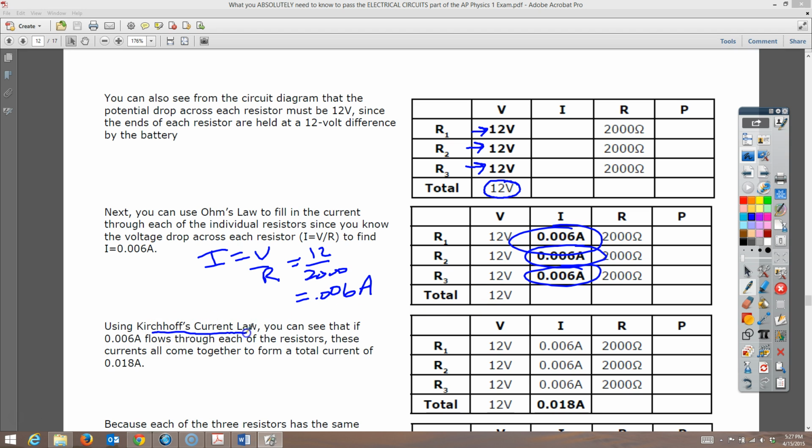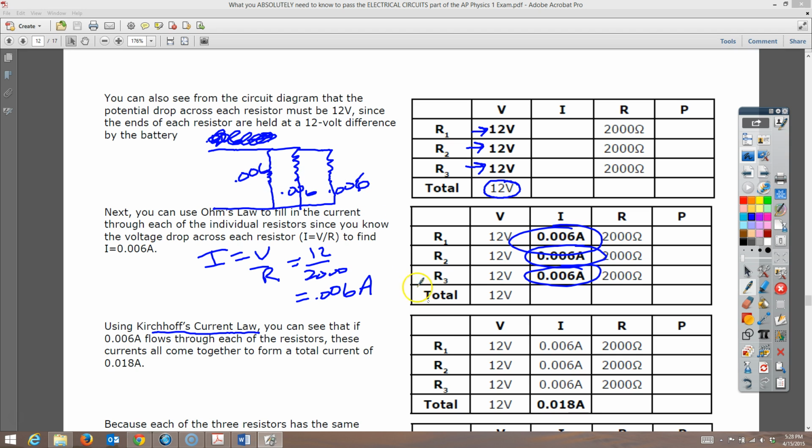Using Kirchhoff's current law, we know that the 0.006 amps flows through each of the resistors. So in the first resistor, the second, and the third resistor, we have 0.006, 0.006, and 0.006. We have to have the same coming in as we do going out. There's no way we can have 0.006 going in because that doesn't add up to the three 0.006s. So we've got to add the three together.